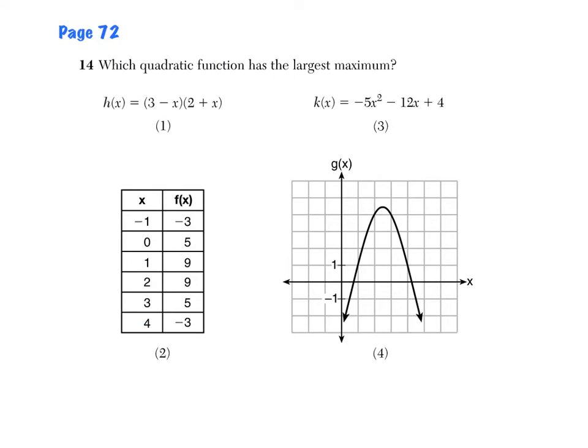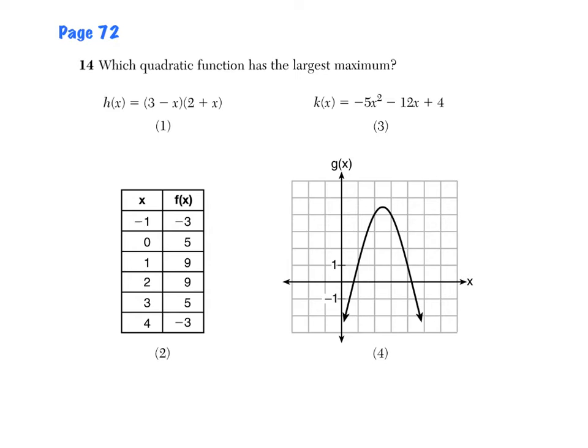Okay, we're moving on to page 72, and we're looking at number 14. These questions are fairly common, where they ask you to compare maximums or minimums of quadratic functions. So in these 4 choices, hopefully you recognize that you have a table of values, a graph, and then 2 equations. I always want to look at my table of values and my graphs first, because those I can clearly recognize the maximum right from them.